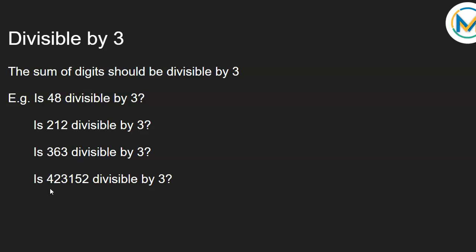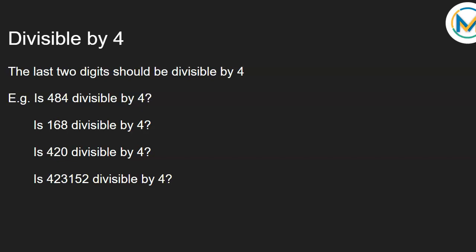Now we have a slightly bigger number. So 4 plus 2, 6, 6 plus 3, 9, 9 plus 1, 10, 10 plus 5, 15, 15 plus 2, 17. 17 is not divisible by 3. So this number is not divisible by 3. So this is the test of divisibility: the sum of digits should be divisible by 3.